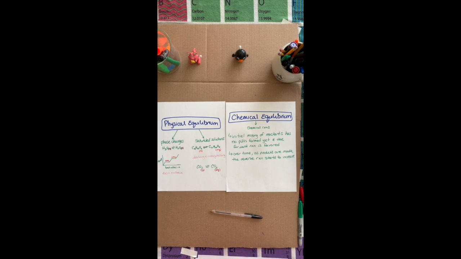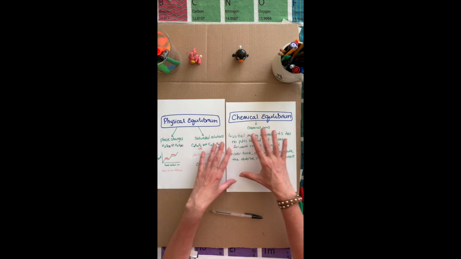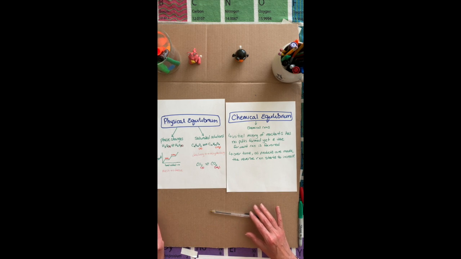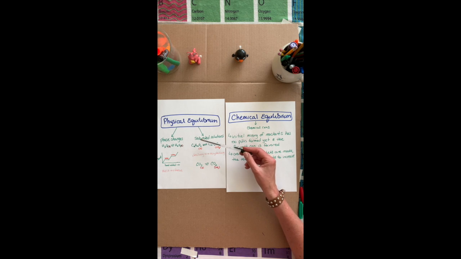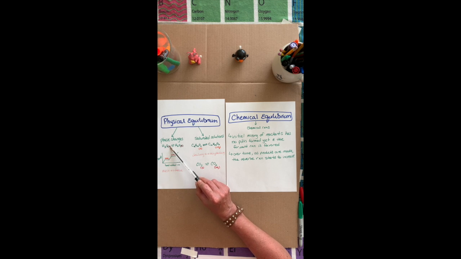Okay, so equilibrium can be broken down into two categories: physical equilibrium and chemical equilibrium. Let's first look at physical equilibrium. What this means is that when we have phase changes of the same substance, so in this case, like solid water is melting to become liquid water, and liquid water is solidifying to become solid water. This is a phase change, it's not a chemical change. And this is said to be at equilibrium. So we have that double-headed arrow here.